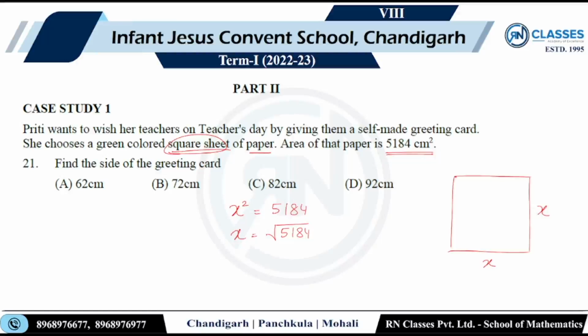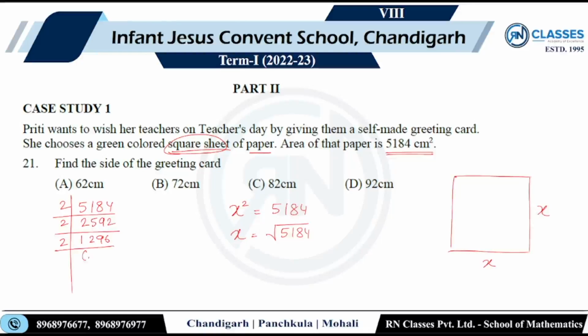Very simple, we have already done it in the class, how to take squares and square roots up to 125. But if I prime factorize 5184, I should easily see the answer. So it is divisible by 2, giving 2592. Again this number is divisible by 2, 1296. Again it is divisible by 2.